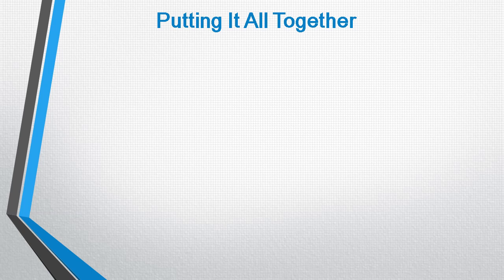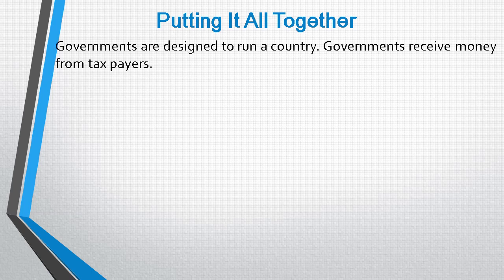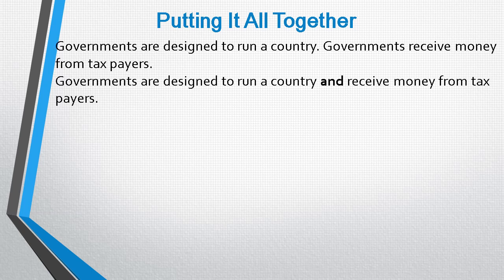But the good news is they all do start simply. You just build them up. Let's see how it's done. So we've got two simple sentences here. Governments are designed to run a country. Governments receive money from taxpayers. Okay, we can make a compound sentence with those. Governments are designed to run a country and receive money from taxpayers.